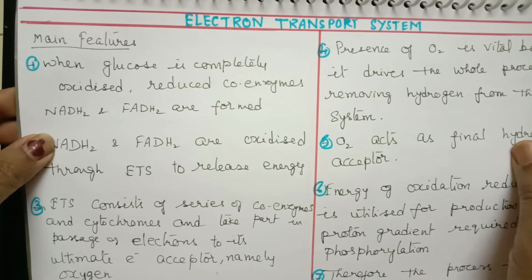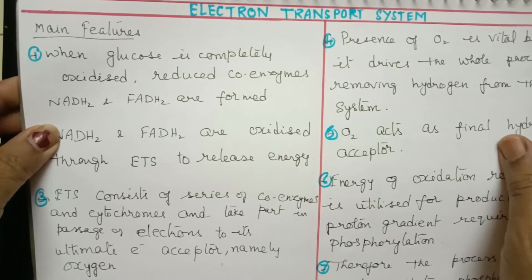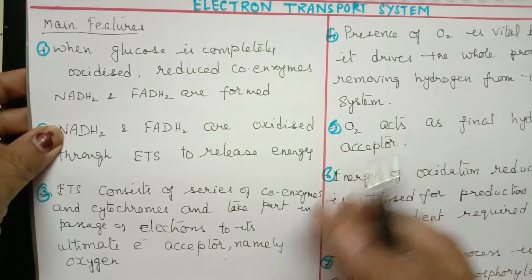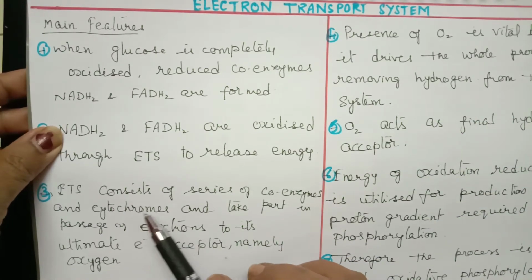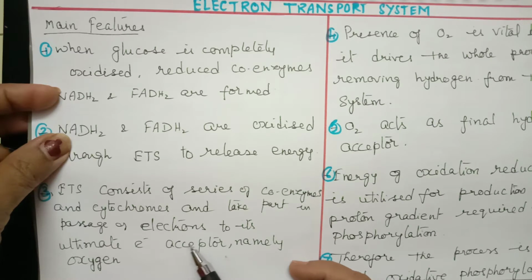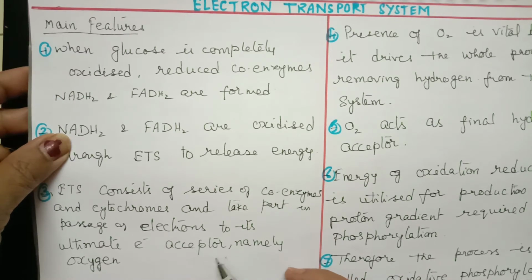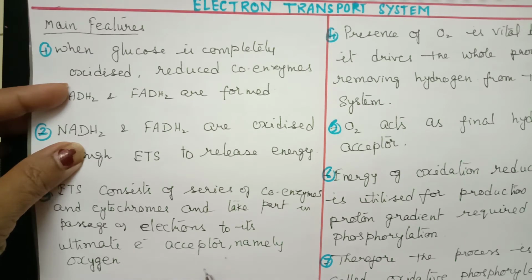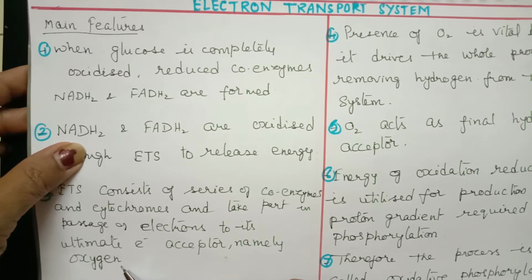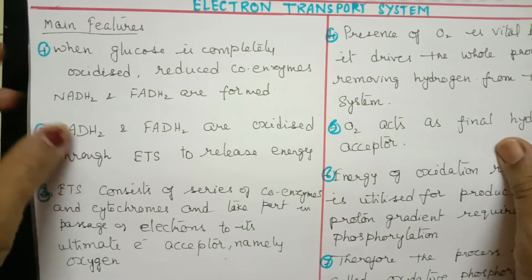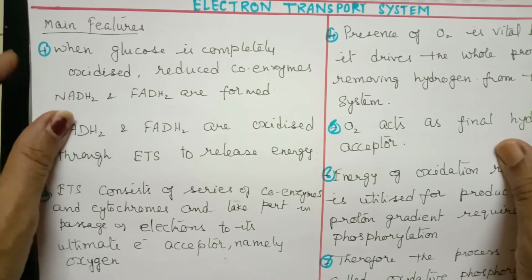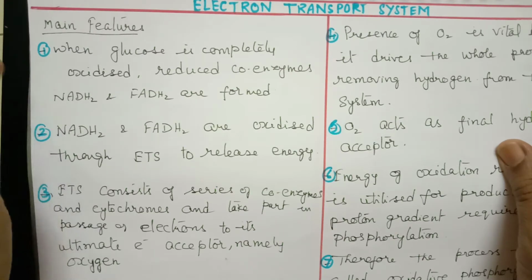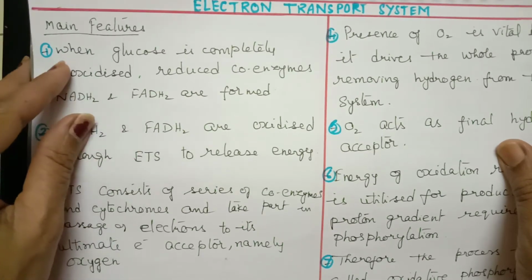Now the electron transport system is located on the inner mitochondrial membrane, and it consists of a series of coenzyme cytochromes that take part in the passage of electrons, and the electrons are passed on to the ultimate electron acceptor, that is oxygen. So in aerobic respiration, it is at this stage that oxygen is required. It is the ultimate acceptor of electrons through the entire electron transport chain.